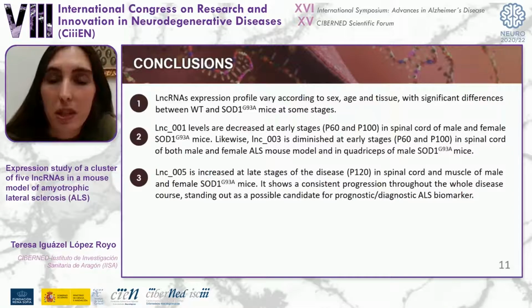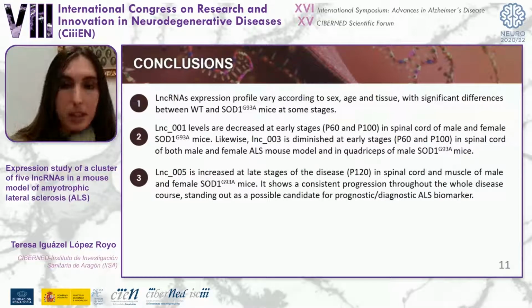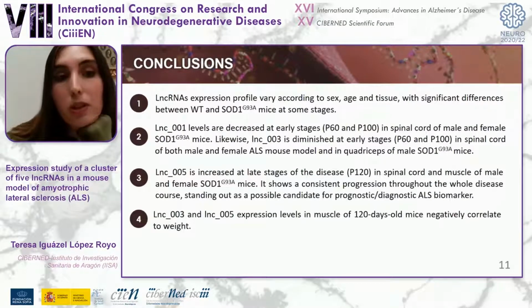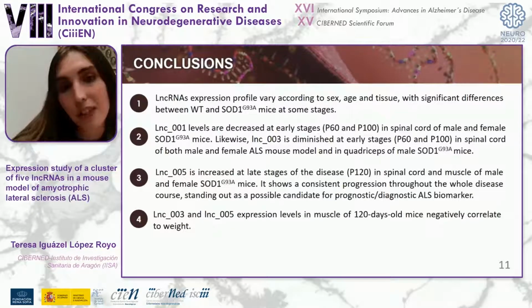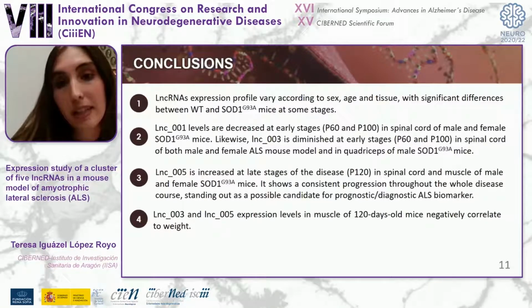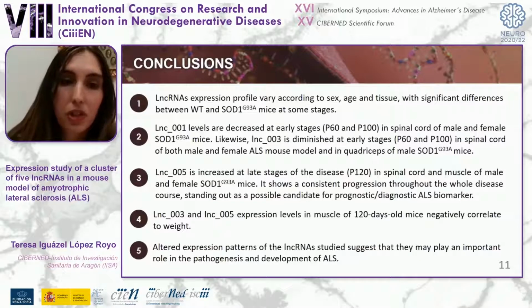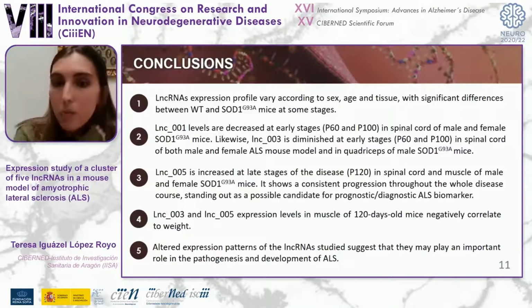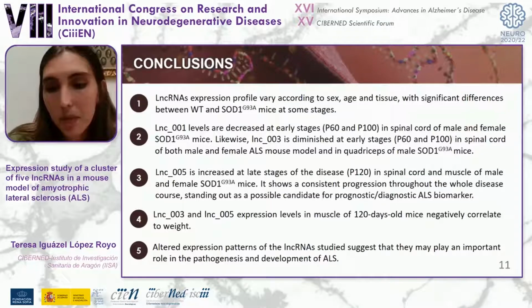It shows a consistent progression throughout the whole disease course, standing out as a possible candidate for prognostic or diagnostic biomarker of this disease. Furthermore, lncRNA 3 and lncRNA 5 expression level in muscle of later stage mice negatively correlate to weight. Finally, altered expression patterns of the lncRNAs studied suggest that they may play an important role in the pathogenesis and development of this disease.